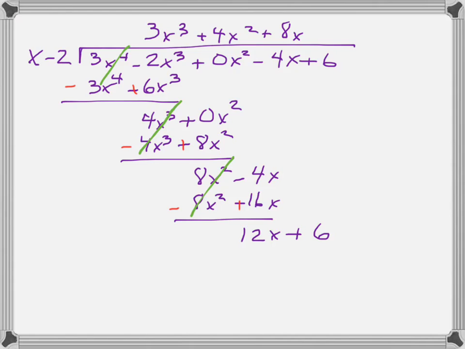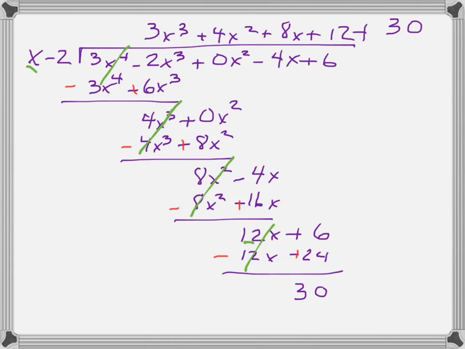Bring down our 6. And then we ask ourselves, what do we multiply x by to get 12x? And that would be positive 12. Multiplying positive 12 times x, we get 12x. Multiplying 12 by negative 2, we get negative 24. We change our signs and add. The 12x's cancel. And positive 6 plus 24 is positive 30. That's our remainder. So when we get a remainder, we take the remainder and we place it over the polynomial or binomial, in this case, that we are dividing by, x minus 2.